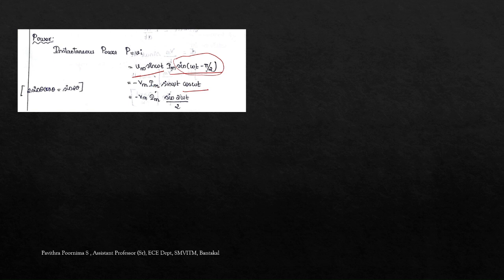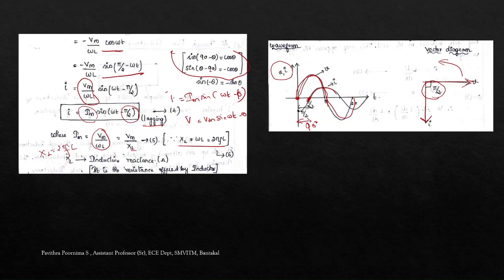Okay. So minus Vm Im sine omega t cos omega t, which is equal to minus Vm Im sine theta cos theta. So 2 sine theta cos theta is sine 2 theta. So sine theta cos theta will be sine 2 theta divided by 2. So minus Vm Im sine 2 omega t divided by 2. Okay. I hope you understand how sine omega t minus pi by 2 is cos omega t.